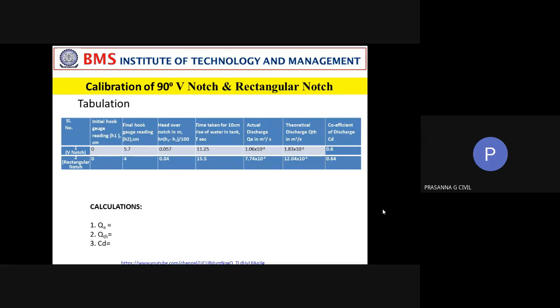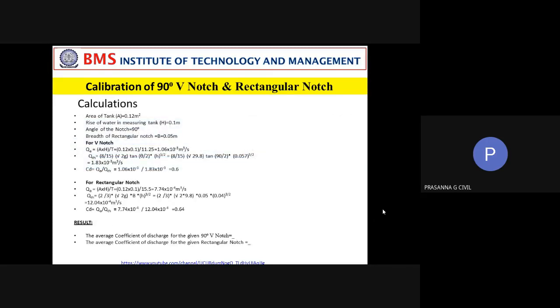For the rectangular notch, similarly, we have the initial hook gauge reading set as 0 at the crest level. The final hook gauge for the given discharge is taken at the top surface of water. The head over the notch is measured in meters, along with the time taken for 10 centimeter rise of water. The actual discharge and the theoretical discharge are based on the expressions discussed in the previous slide. The coefficient of discharge for this particular example works out as 0.64. So the calculations done for Q actual, Q theoretical and CD are shown here.